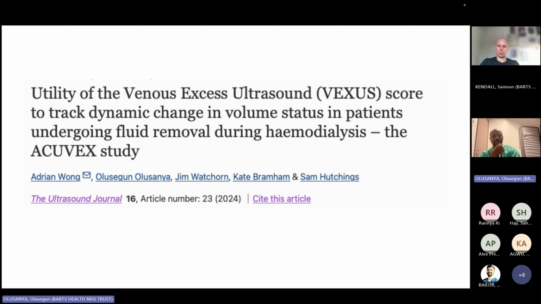And what we found was there was no correlation whatsoever between the volume that was removed and the VExUS scores, except in one population. And that was a population with pre-existing right ventricular dysfunction. And hopefully this will be the point that I take you to.